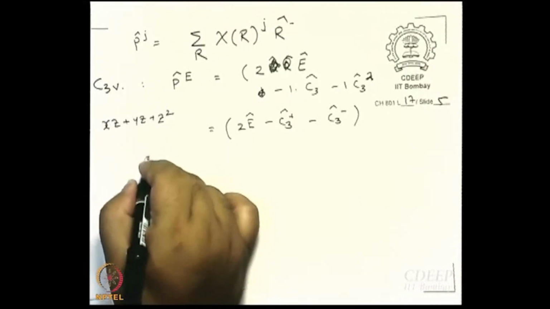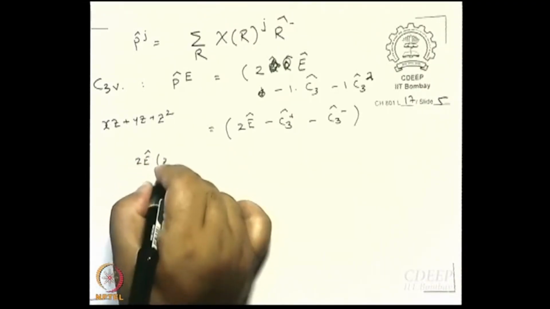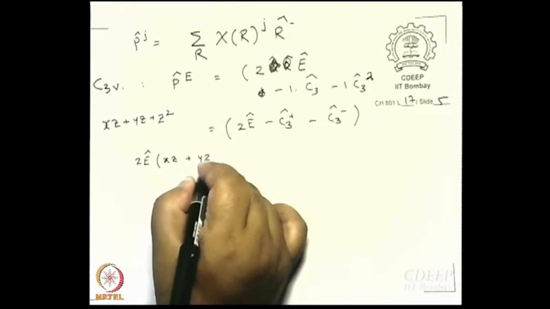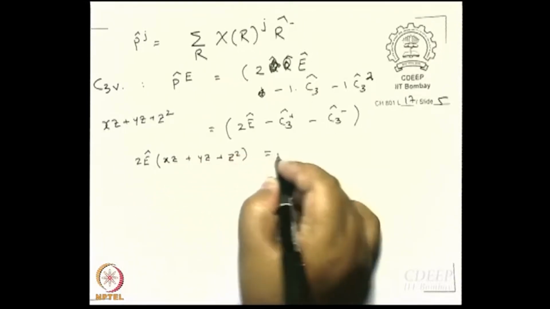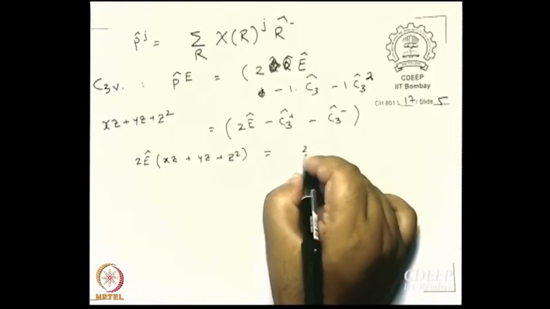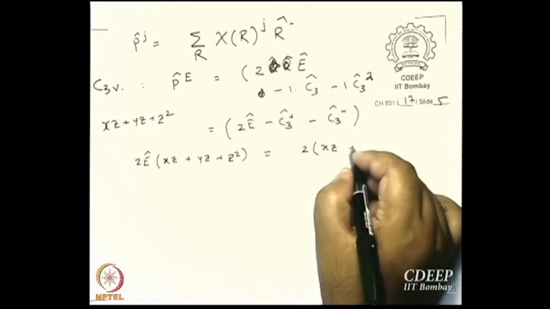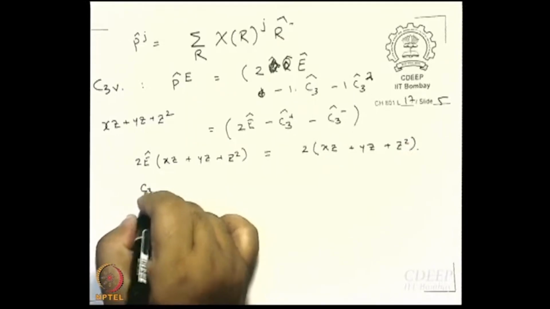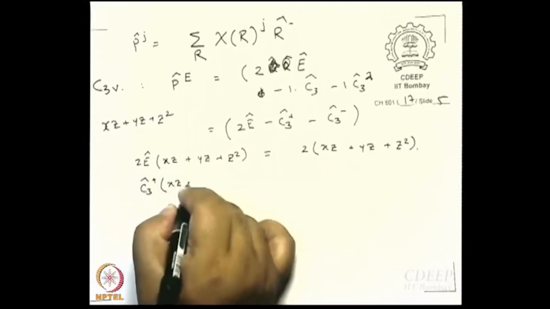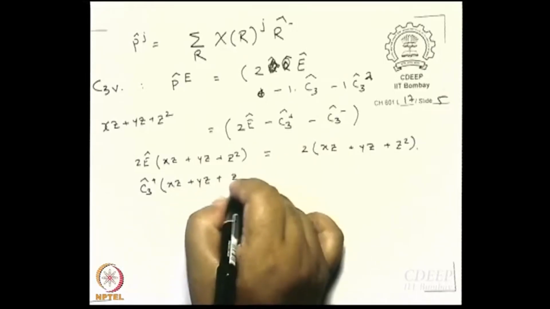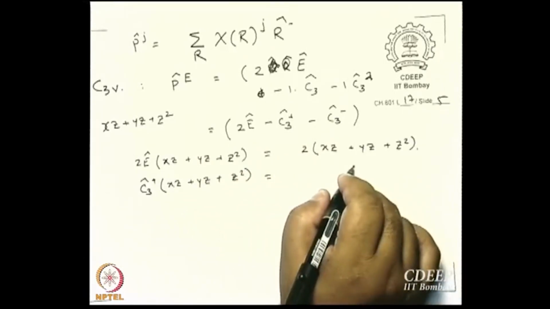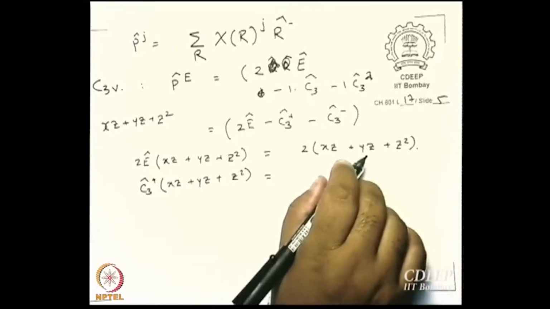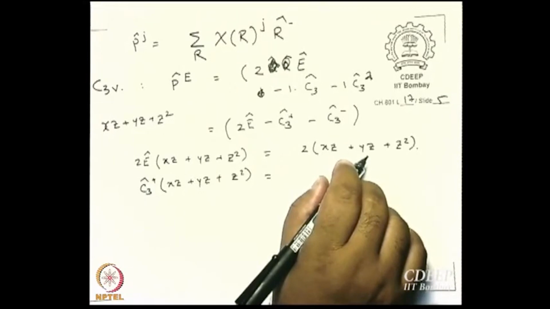Let us see. 2E operating on xz plus yz plus z square is equal to what? 2 into xz plus yz plus z square. C3 plus operating on xz plus yz plus z square, what will it be? C3 plus operating on z is z. C3 plus operating on z square is z square, right? Because C3 is along the z direction.